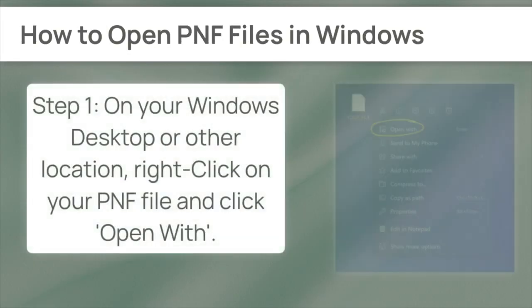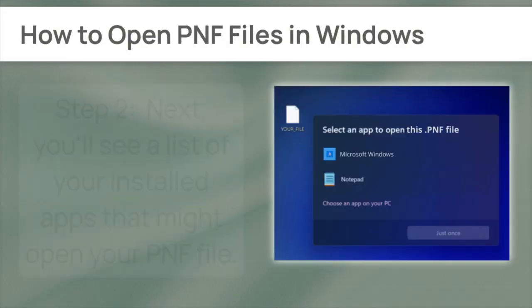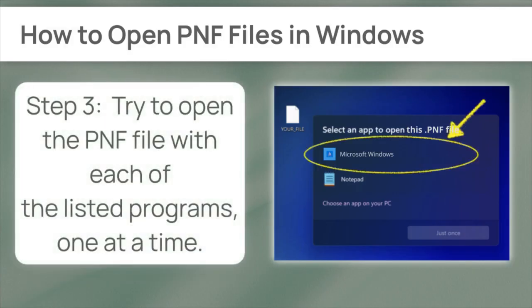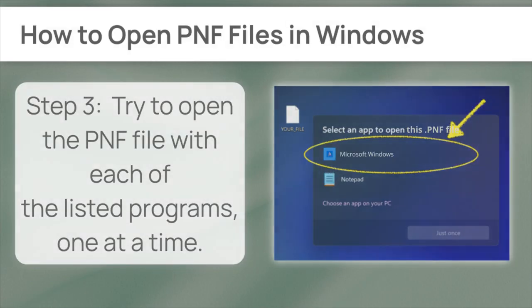We need to identify a functional opener. Right-click the PNF file and choose Open With. Prioritize Microsoft Windows if it shows up. If it is not there, choose any other application, the right one is out there.